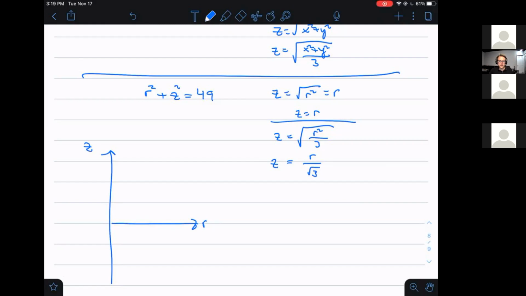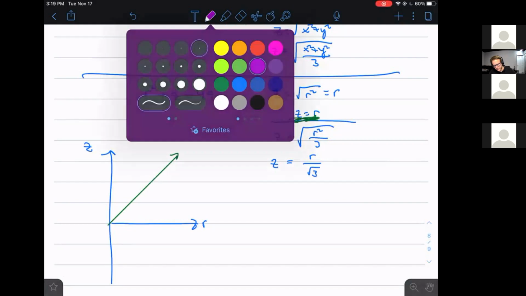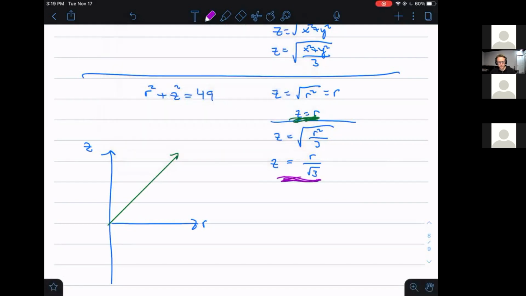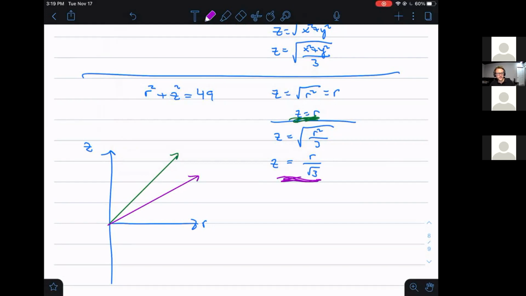So again, here z is equal to r. I'll draw in green. This is going to be a nice straight line with slope 1, intercept 0. z is equal to r divided by root 3. Again, it's going to be a straight line with intercept 0, but here the slope isn't as big, right? Because we've divided by root 3. And then finally, r squared plus z squared equals 49. This is going to be a circle, or really a half circle, since we're just in a half plane, of radius 7. So we get something like this.